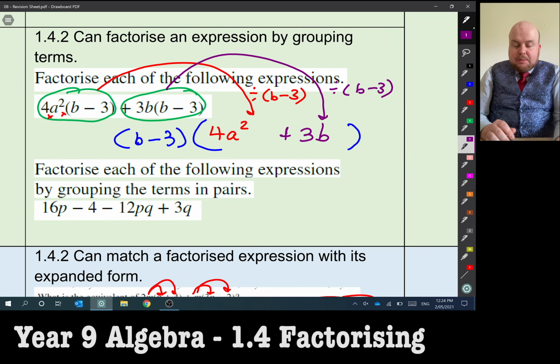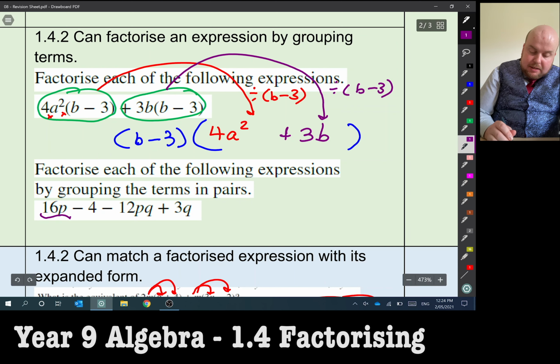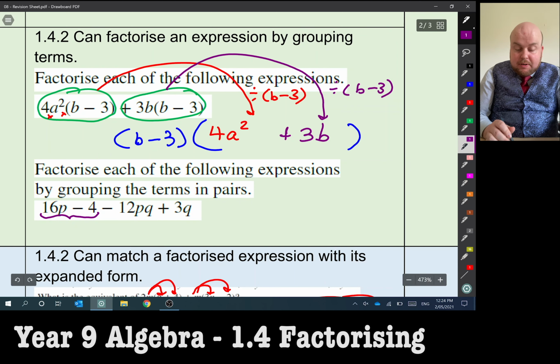This time, the next one, you've got 4 terms, we have to actually get the brackets first. So here, what I'm going to do is I'm going to factorize these 2 at a time. So 16p take away 4. What's the largest thing that's in common in both? Well, it's going to be 4. 16p divided by 4 is going to be 4p. Negative 4 divided by 4 is negative 1.